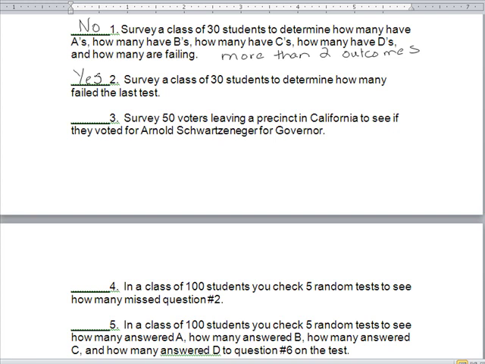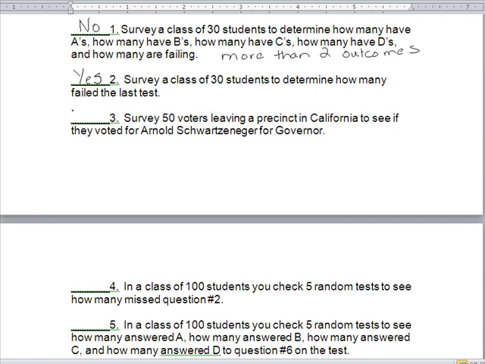All right, number 3, survey 50 voters leaving a precinct in California to see if they voted for Arnold Schwarzenegger for governor. So again, in this case, we have 2 outcomes. When they answer, they either say yes, they voted for him, or no, they did not. So it would be a binomial distribution. As you can see, we seem to be primarily looking at that last requirement, that there's only 2 possible outcomes.